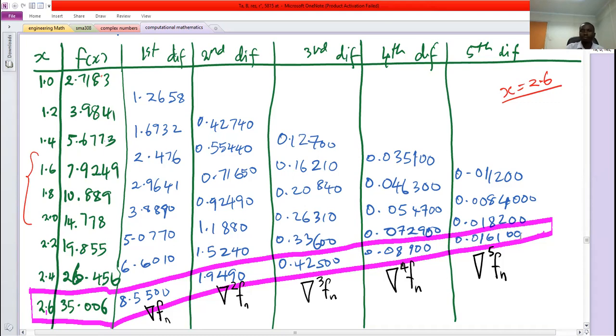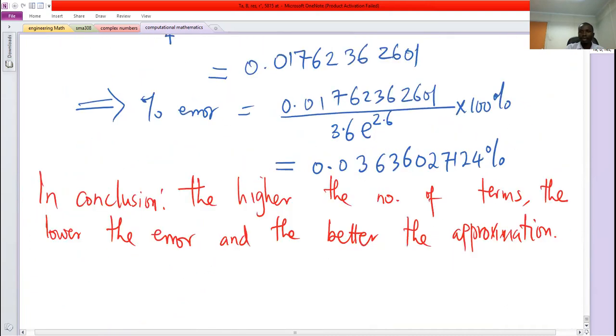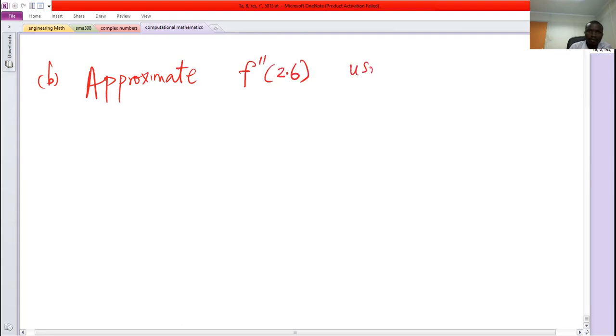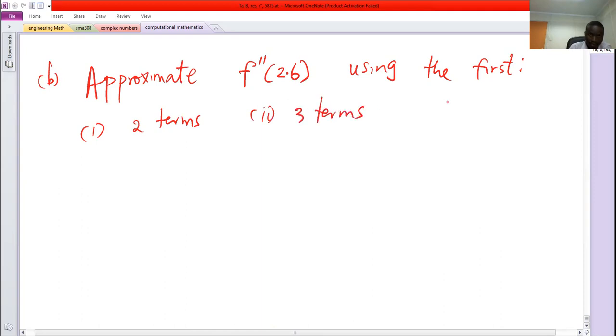So after doing the difference table, these are the questions now. Part B: approximate the second derivative of the function at 2.6 using the first two terms, three terms, and then four terms.